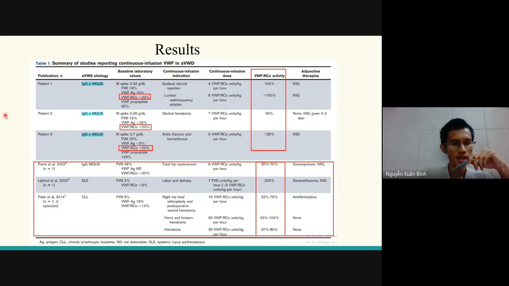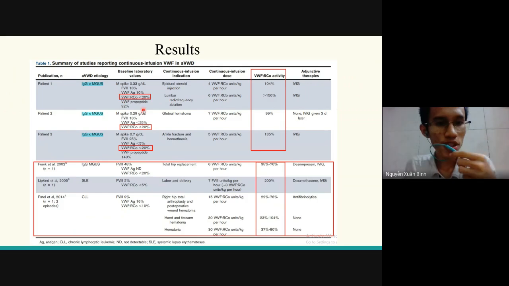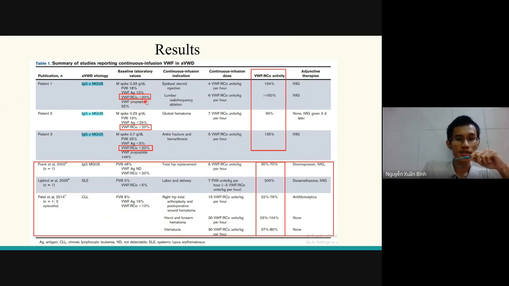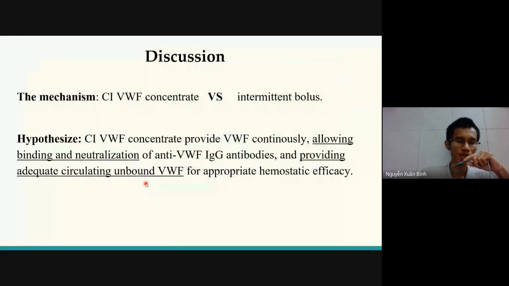So overall, in this case, the patient had low von Willebrand activity, and after using the continuous infusion method, there was a strong increase of von Willebrand activity. And look at these three patients from other articles. They had the same method with other underlying conditions: continuous infusion of von Willebrand concentrate, and they had a strong increase of von Willebrand activity compared to before the infusion. So overall, CI von Willebrand factor concentrate.